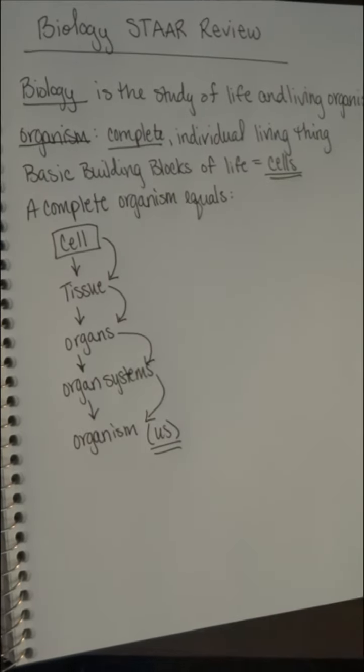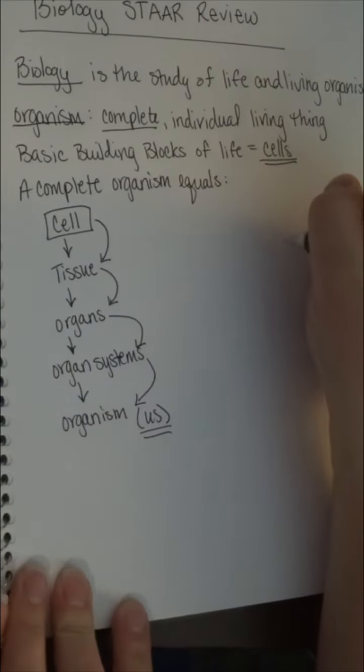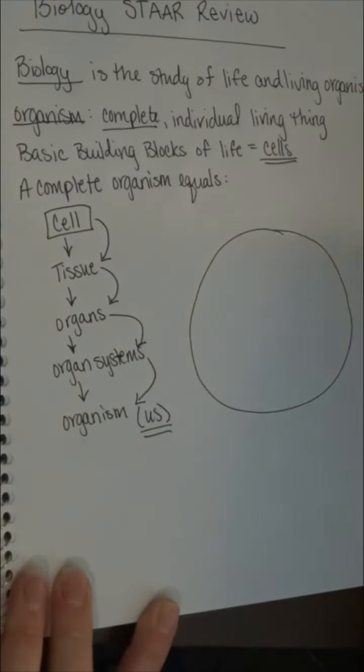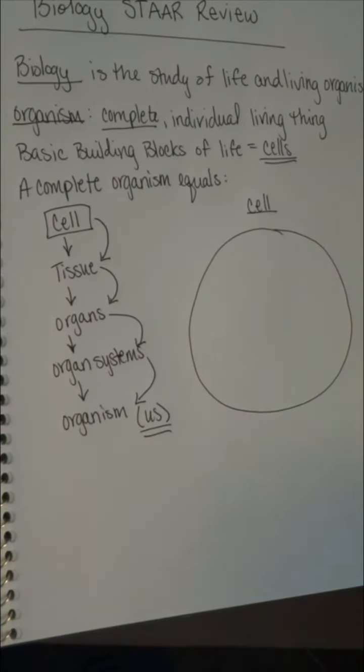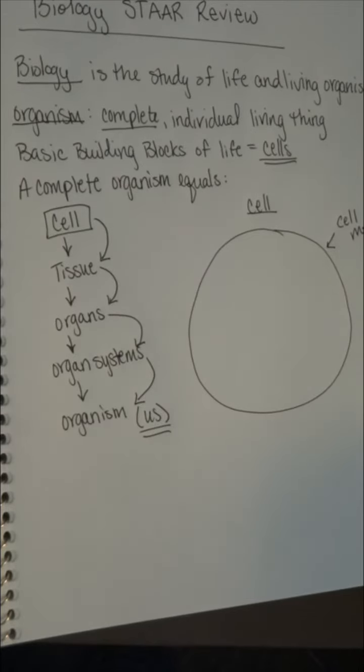So now we're going to be talking about cells. So here's where my drawing comes in. So I'm going to start with my basic cell. So this is my cell. On the outside of my cell is this material that encircles my cell. This is my cell membrane. And we're going to go into each one of these, but right now we're just going to learn what each part of a cell is.